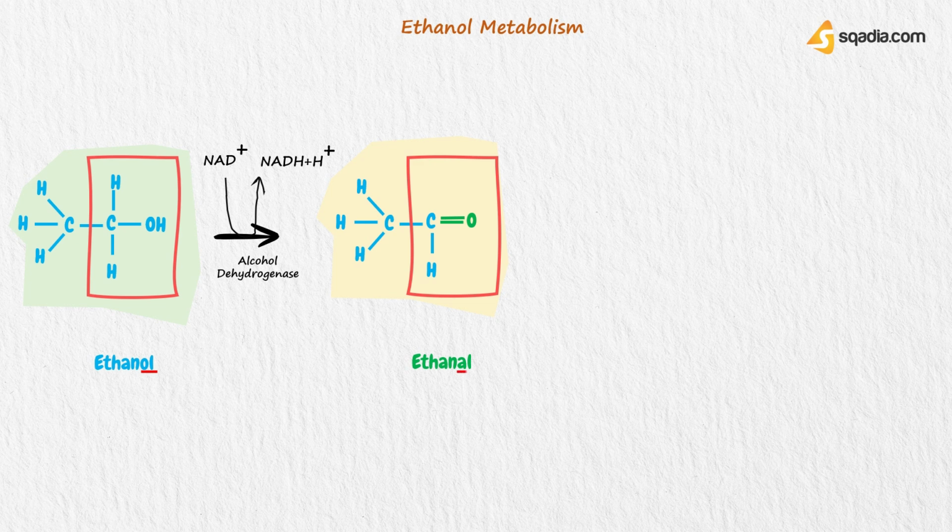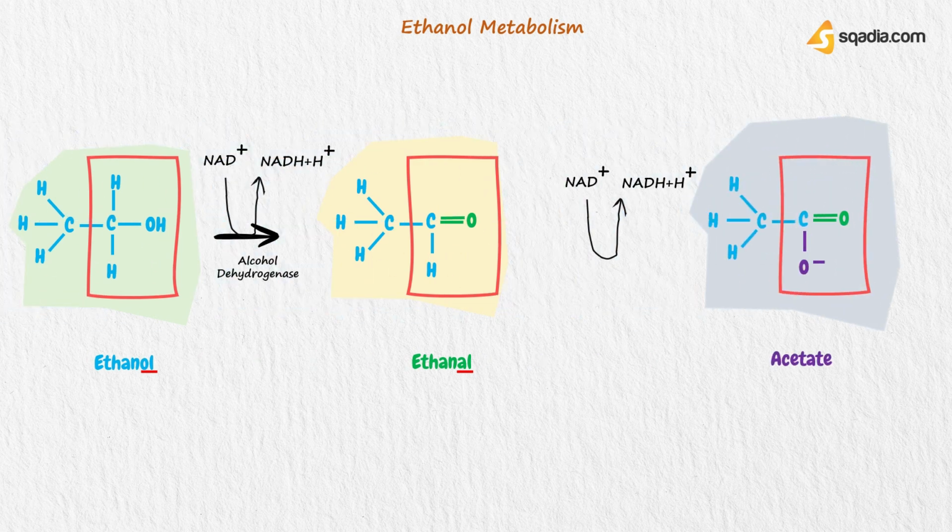This is an aldehyde, indicated by 'al' at the end. Again, nicotinamide adenine dinucleotide is utilized, and NADH and H+ are generated, and acetaldehyde converts to acetate in the presence of an enzyme called aldehyde dehydrogenase. As you can see, oxygen is added in place of hydrogen. The acetate produced can then be coupled with coenzyme A by the enzyme acetyl coenzyme A synthetase, forming acetyl coenzyme A.